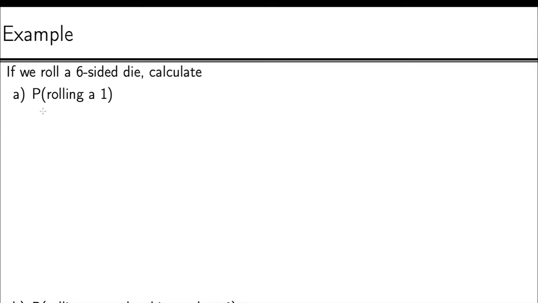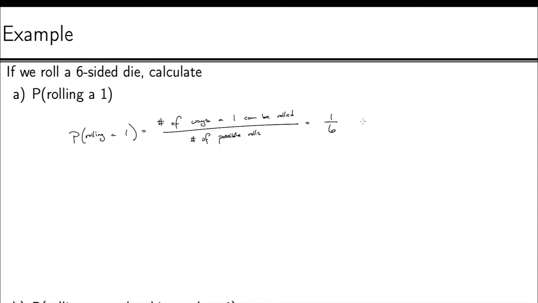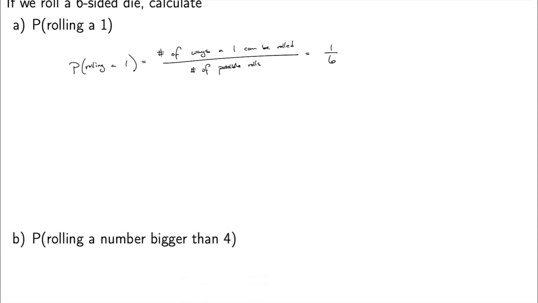Let's formalize that here with our example we just talked about. So the probability of rolling a 1 equals the number of ways a 1 can be rolled divided by the number of possible rolls. Okay, so the number of ways you can roll a 1 is 1, and the number of possible rolls is 6. Okay, let's go a little bit more complicated.